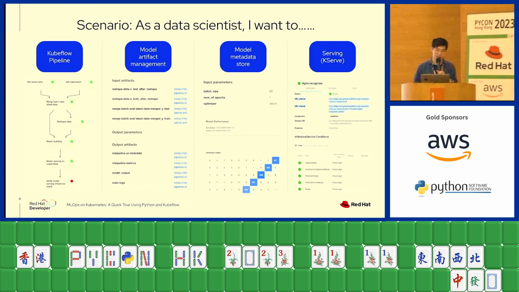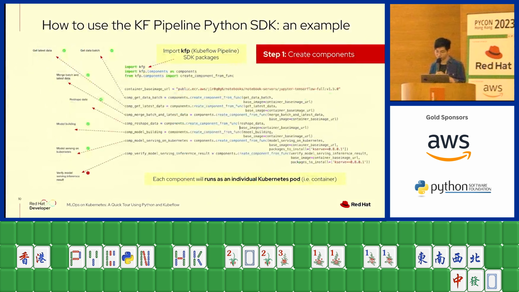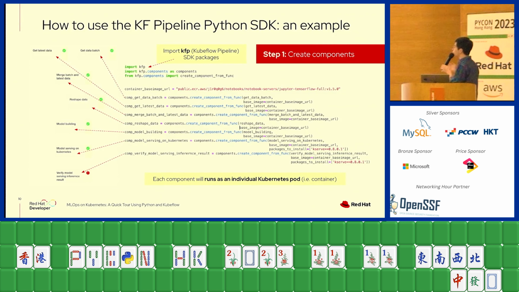So these are the things usually a data scientist or developer wants to achieve. So how to achieve that? The first one is script, right? There's a Python package called Kubeflow Pipelines, KFP, and you can import it. The first step is to define something called a component. A component represents a step of your machine learning pipeline.